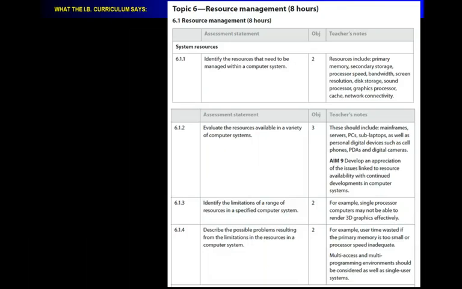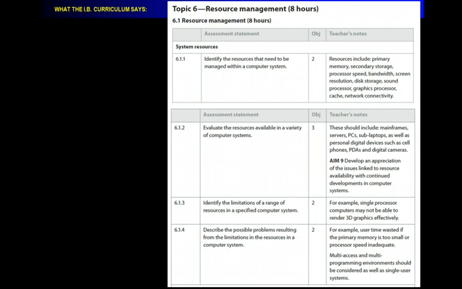The curriculum says identify resources that need to be managed within a computer system. Example: primary memory, secondary memory, processor speed, bandwidth, screen resolution, disk storage, sound processor, graphics processor. So basically what they're saying is, if the computer has to manage all these resources, identify some of them. Like what does a computer need to manage, right? And it's a lot of stuff.